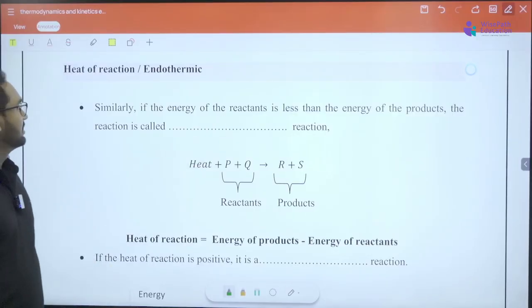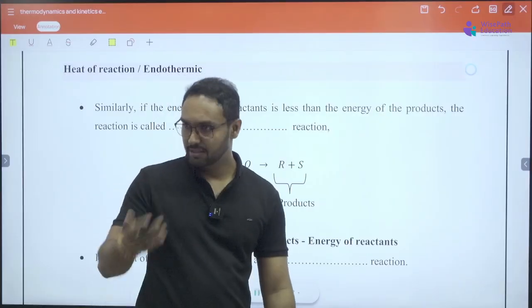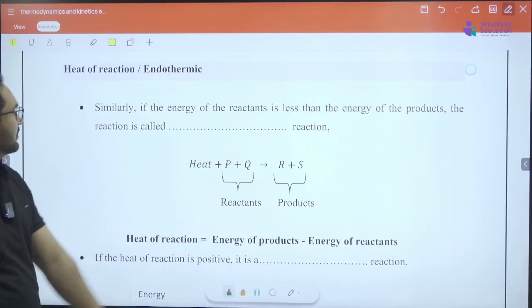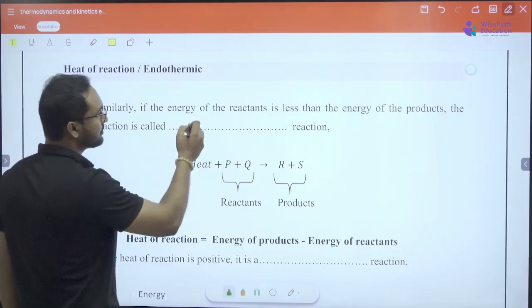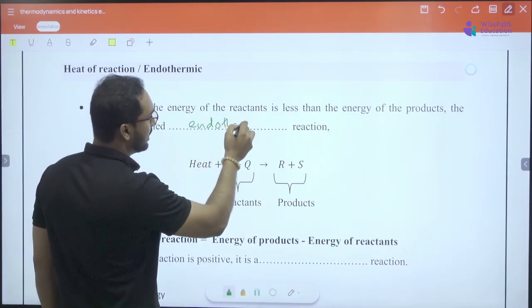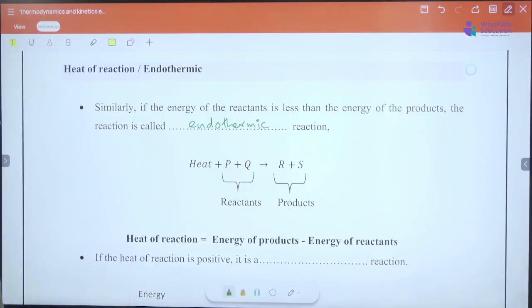Good. So similarly, the energy of the reactant is less than the energy of the product. So the energy of the reactant is less. The energy of the product is more. So the reaction is called an endothermic reaction, right? It's an endothermic reaction.